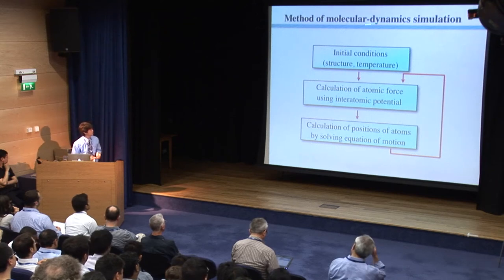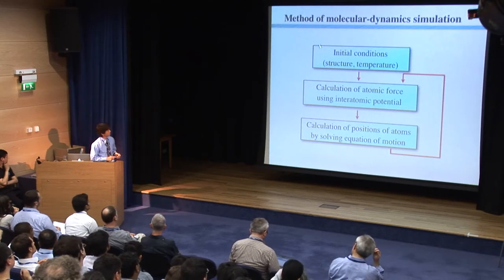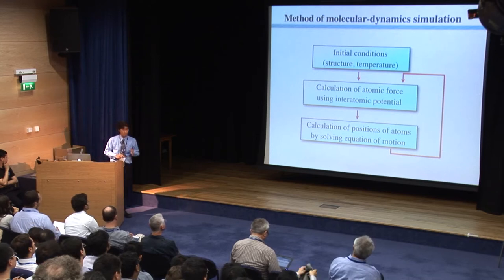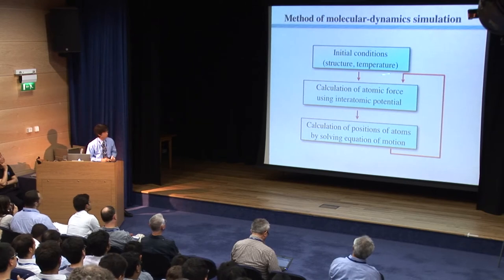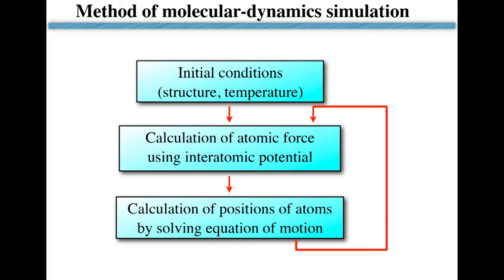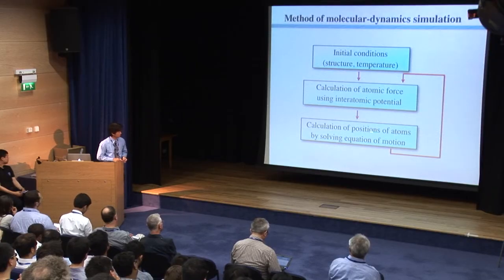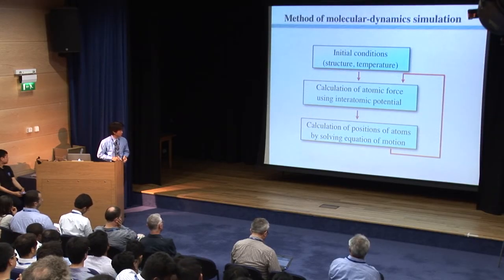Here, I would like to explain the method of the molecular dynamic simulation. By using the molecular dynamic simulation, we can directly observe the motion of the atoms. At first, we set the initial condition, such as the structure and the temperature and the tensile rate and so on. And then, atomic force is calculated by interatomic potential. Interatomic potential is a function which describes the interaction of atoms. And then, position of atoms were calculated by solving equation of motion.